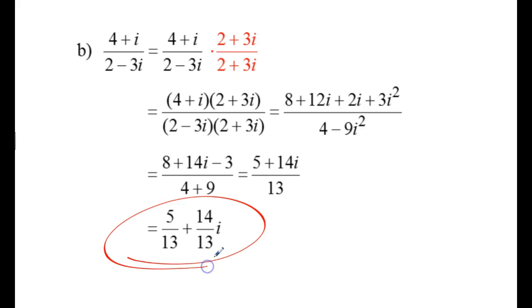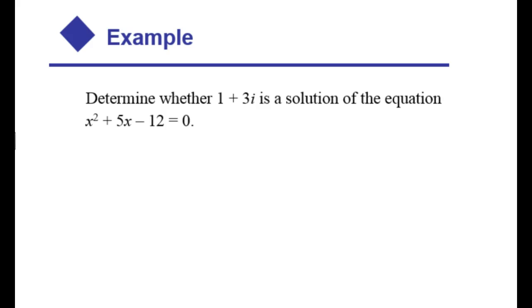They broke it up, so they took this answer, 5 plus 14i divided by 13, and they wrote it in this a plus bi form. I'm not sure if that's really necessary, but if the directions say write a complex number, then that's what they're looking for, a plus bi.